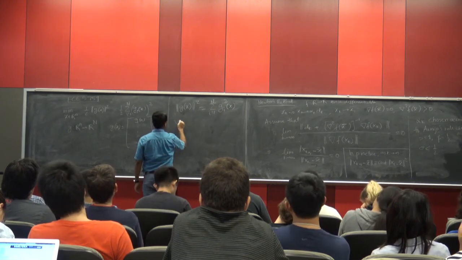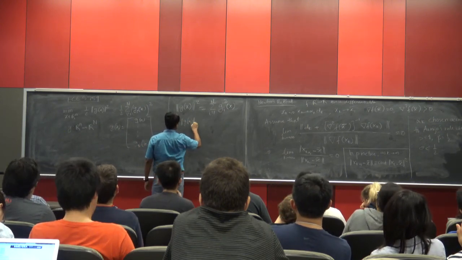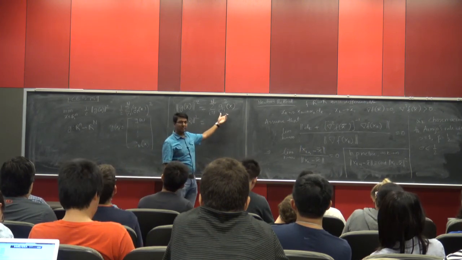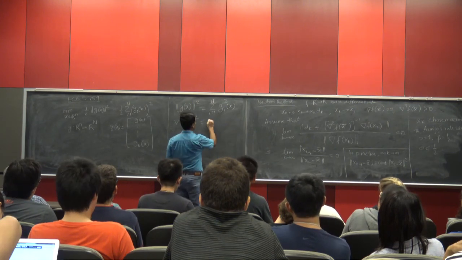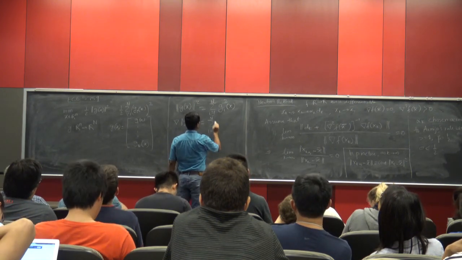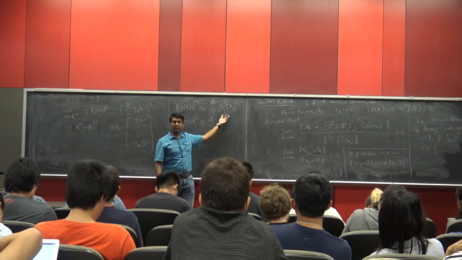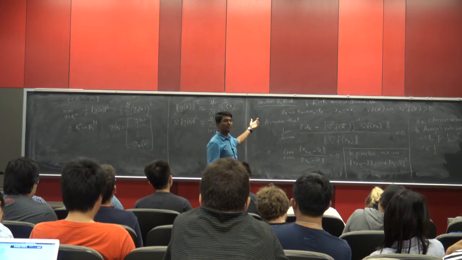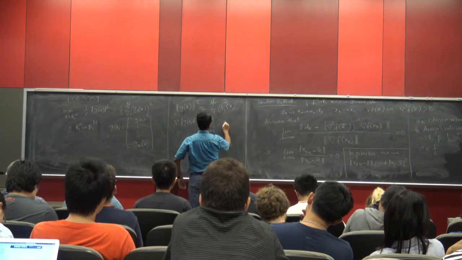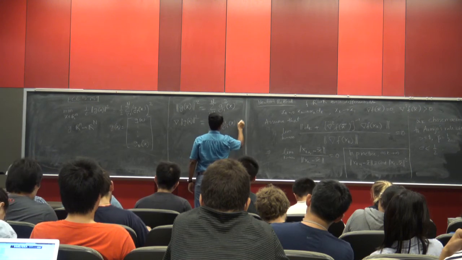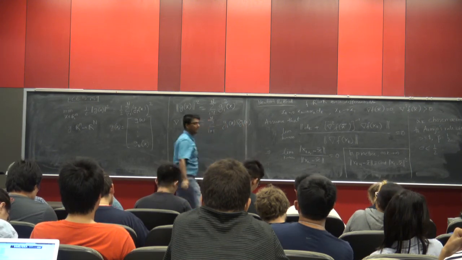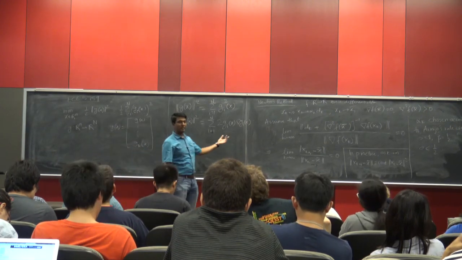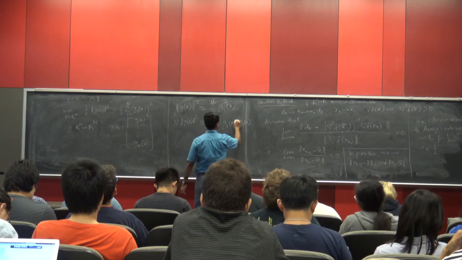Now tell me what is the derivative of the norm of g(x) squared. I can take the derivative inside, right? What is the derivative of gi(x) squared? It is 2 gi(x) times the gradient of gi(x). Does that make sense?